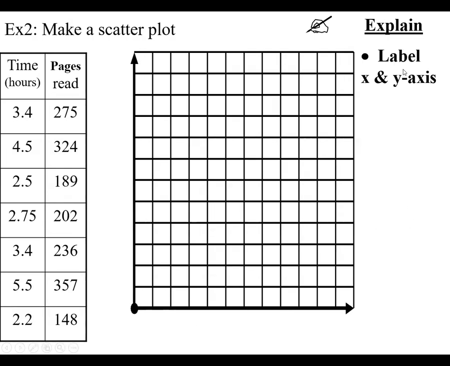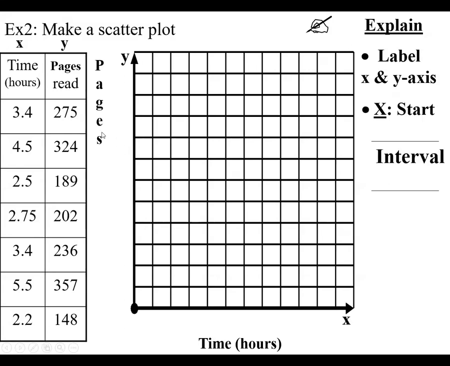So the first thing we're going to do is label our X and Y axis. Like I said in the last video, time is always going to be your X variable, the one that we really don't have any control over. So down here, we're going to have time. Please write that down on your paper. And then on this side, it's going to be Y, pages read.